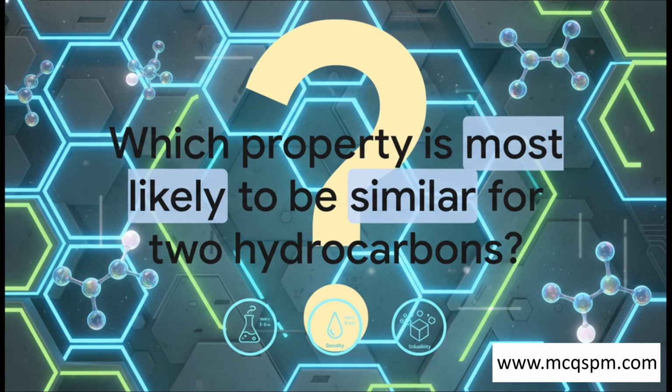Okay, here's the question. We've got 2 different hydrocarbon molecules. The question asks which of their properties is most likely to be similar. Now, the options are usually things like boiling point, density, maybe solubility. So how do we figure this out?